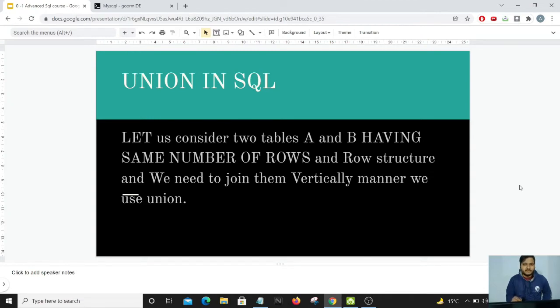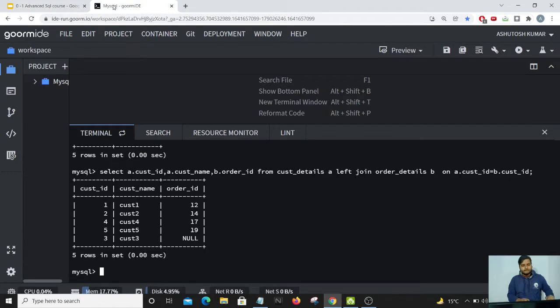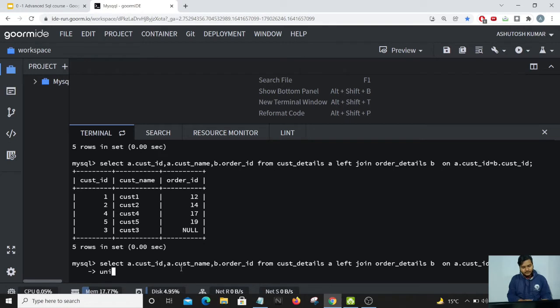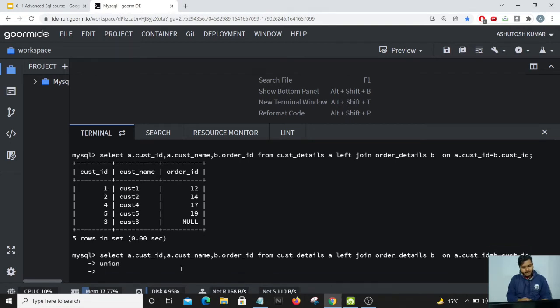To simplify this, let us move to the editor and see the results. Why don't we use the same results which we received by doing a left join and a right join? Let us do that. So this was the left join. Let us do a union, and I would do a right join.